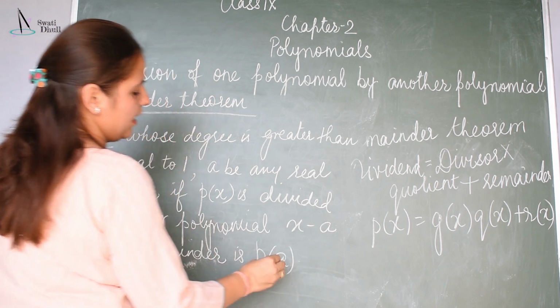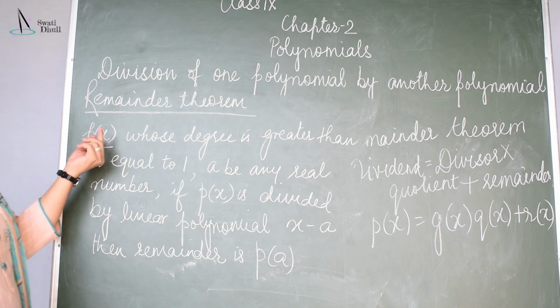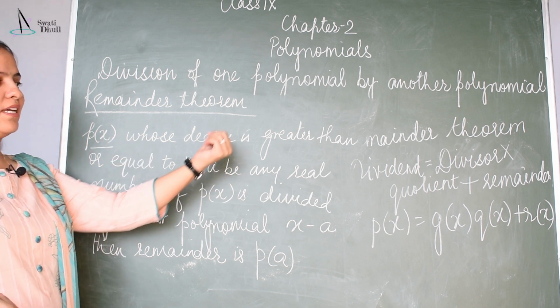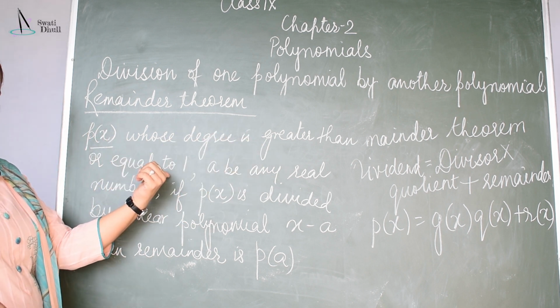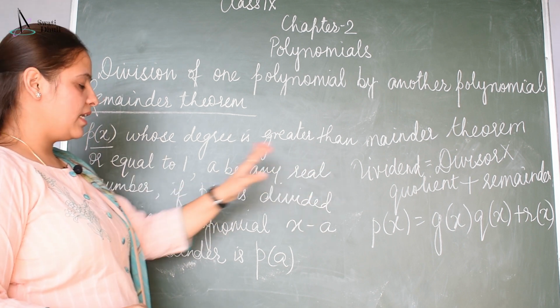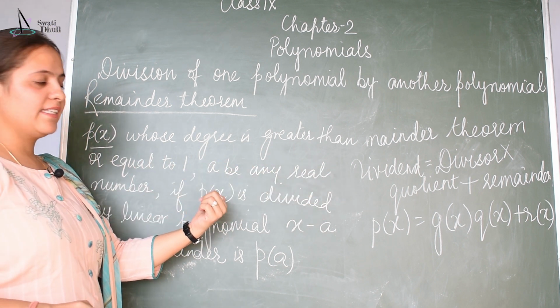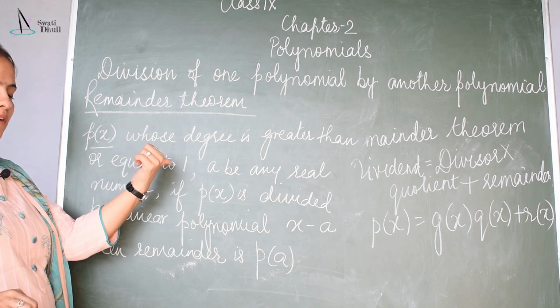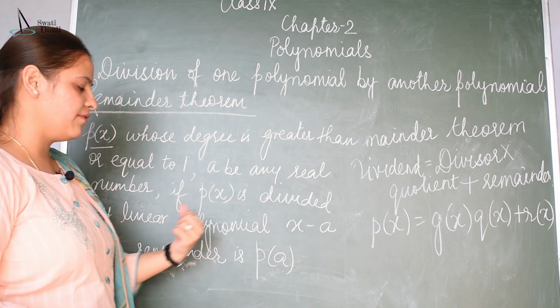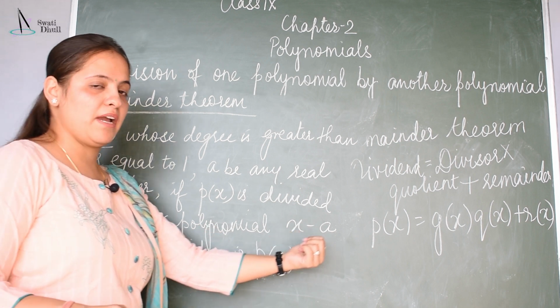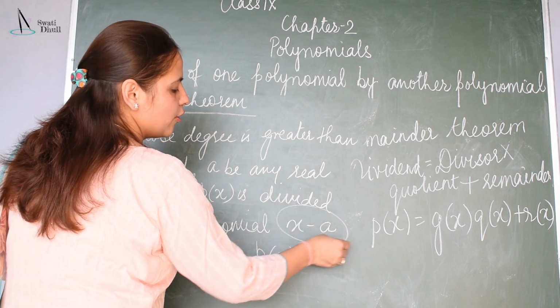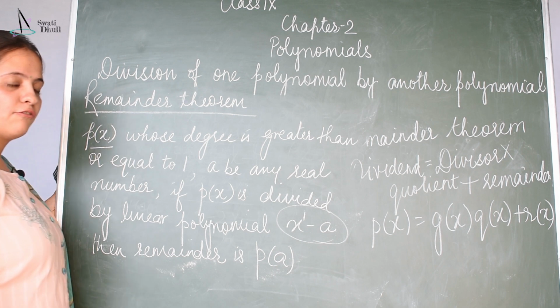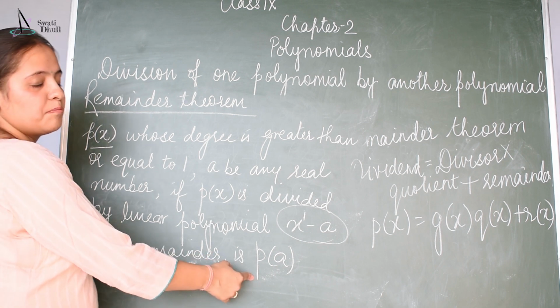p of a. That means if you have any polynomial whose degree is greater than or equal to 1 and a is any real number, and if you divide that p(x), it can be of degree greater than 1 or equal to 1, it can be any polynomial. If it is divided by a linear polynomial x minus a, this is a linear polynomial because its degree is 1, then the remainder is p of a.